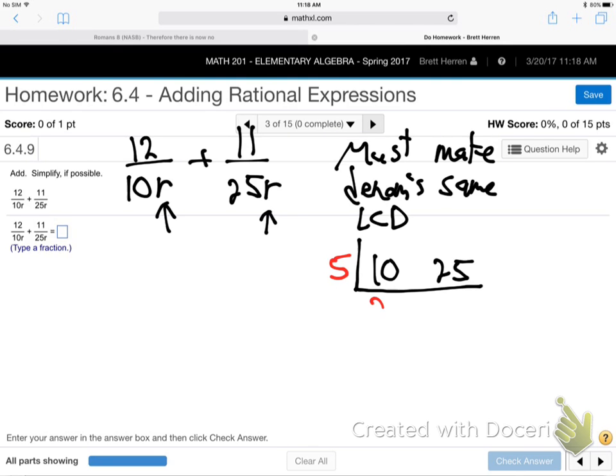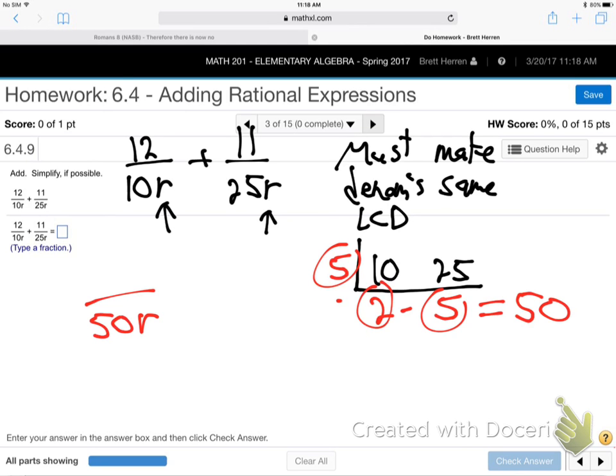So 5 goes into 10 two times. 5 goes into 25 five times. And now, what goes into 2 and 5? Nothing. So I'm done. Where's my answer? You multiply these guys together, and that's 50. 50 is the common denominator that 10 and 25 both go into. They both go into 50 evenly, don't they? Now, that means I'm going to make both of these 50R, because the R is there also.